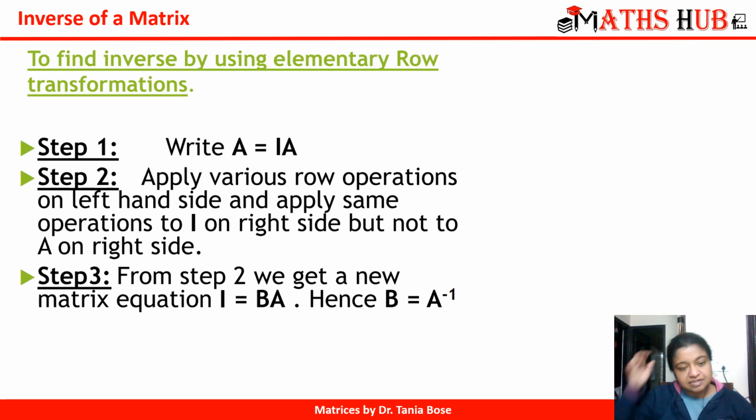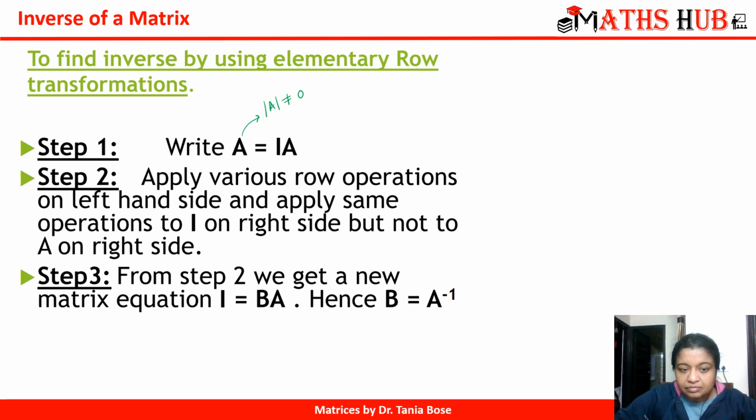So what is the algorithm? The algorithm says you need to write matrix A as I into A, right? So I is the identity matrix. A is always a square matrix, only then we can calculate the inverse, and it is understood that the determinant of this matrix is non-zero, that it is a non-singular matrix. So for a non-singular matrix, we have to calculate the inverse and we write it as I into A, right?